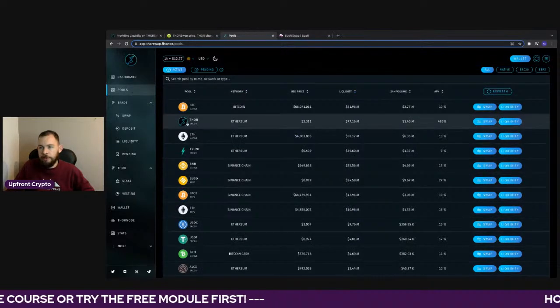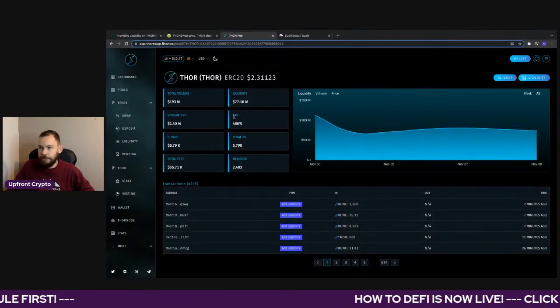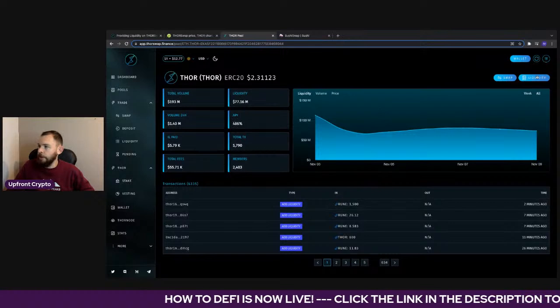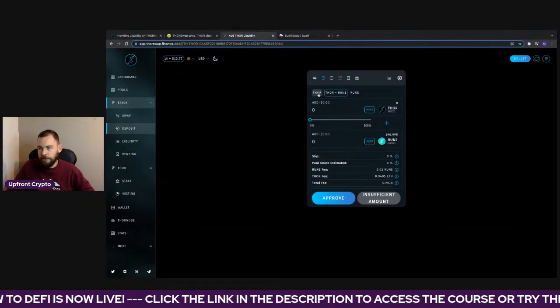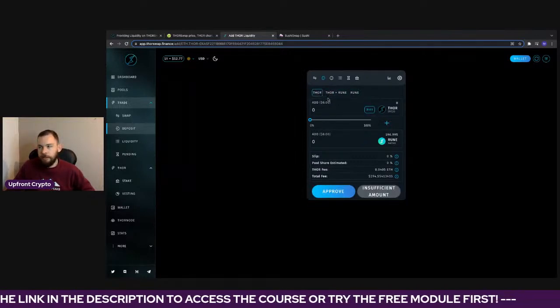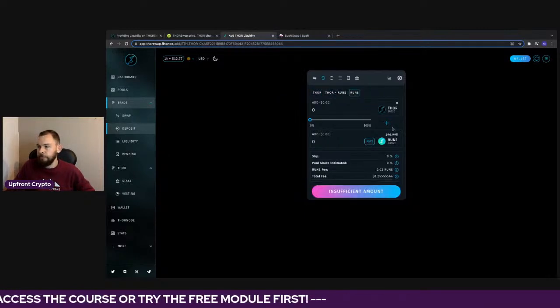Then I went on the THOR pool, which is the THORSwap token. You can see here the APY. What I did was go on liquidity, and you can add different types of liquidity here. You can add just THOR, you can add THOR and RUNE like you would normally do, or you can just add RUNE. So I added RUNE.